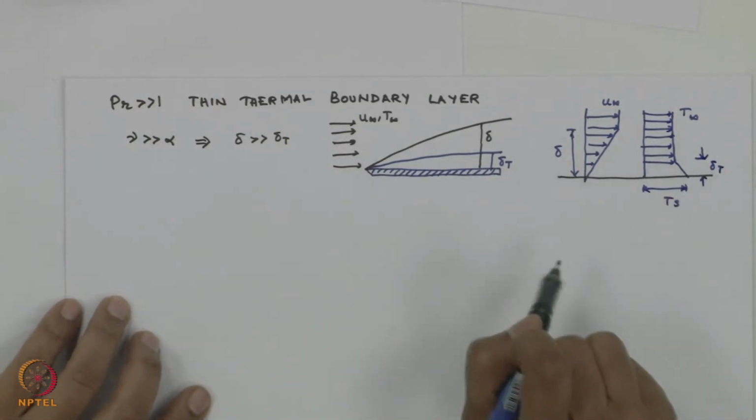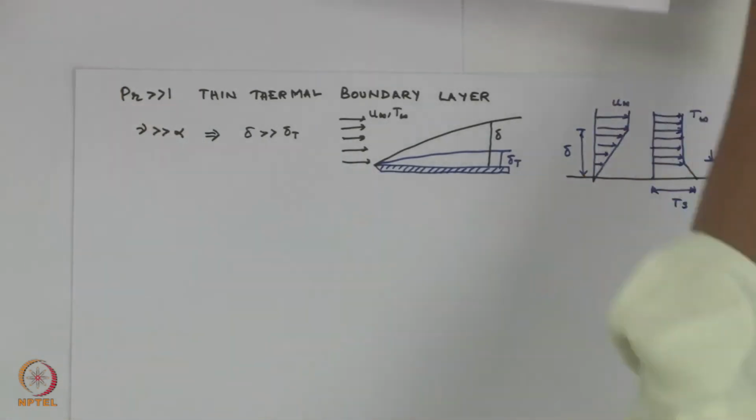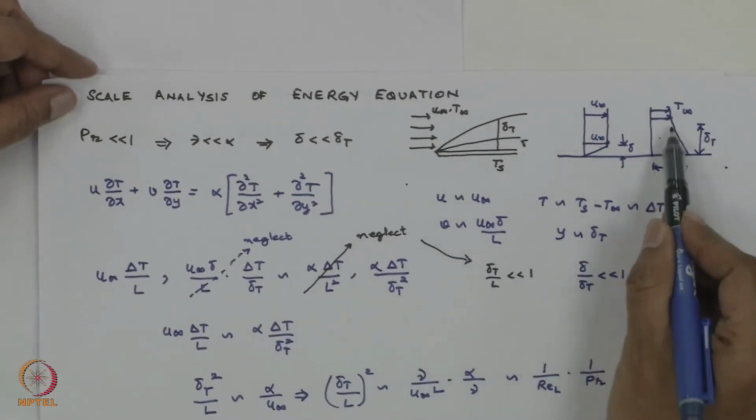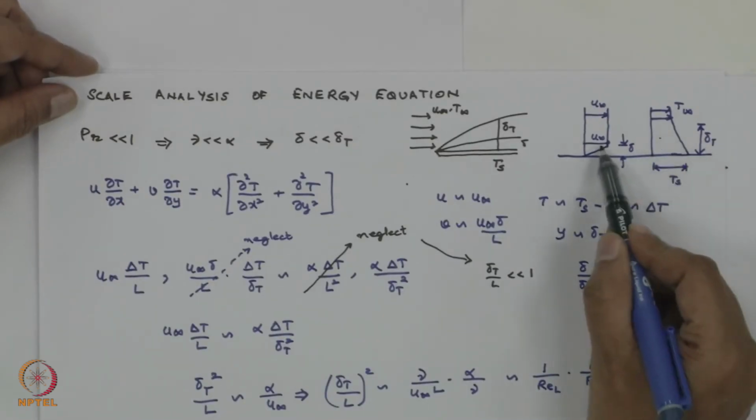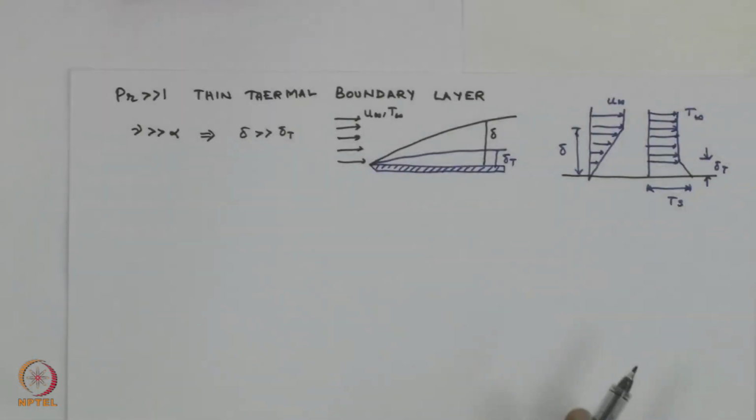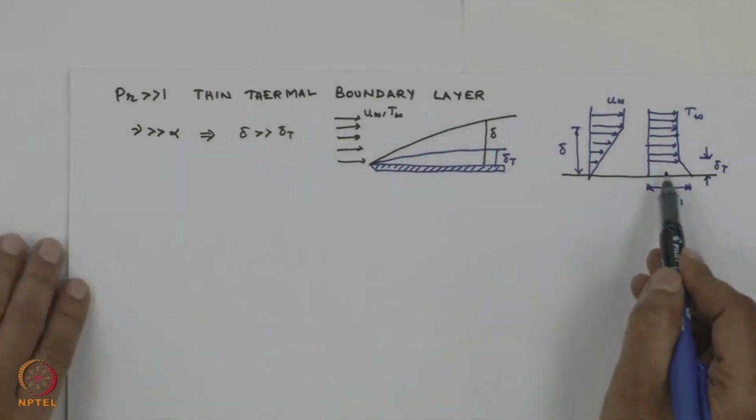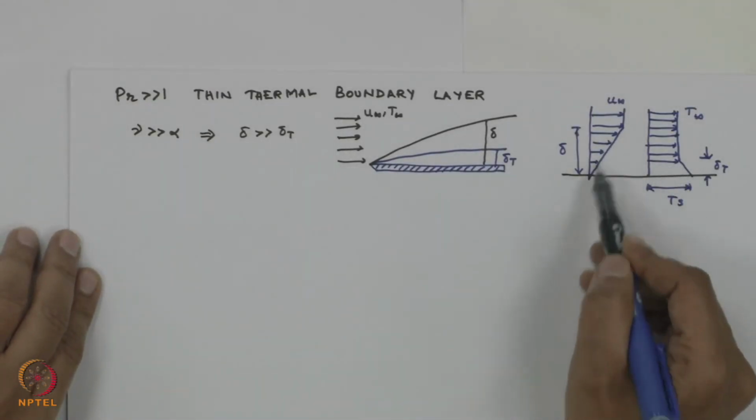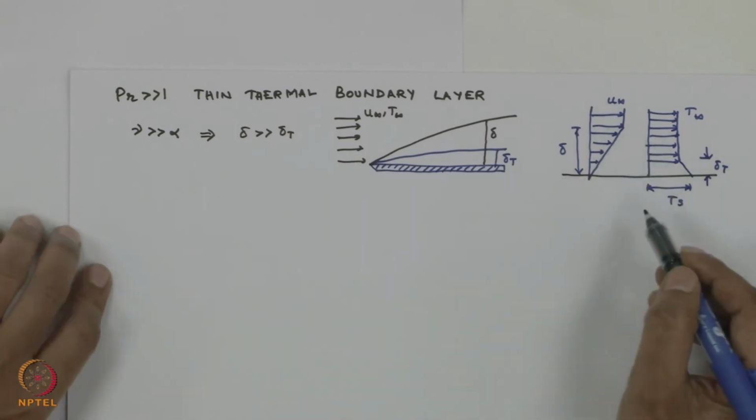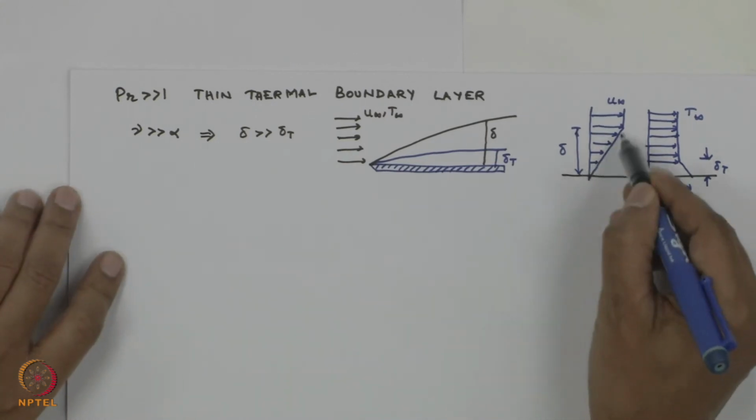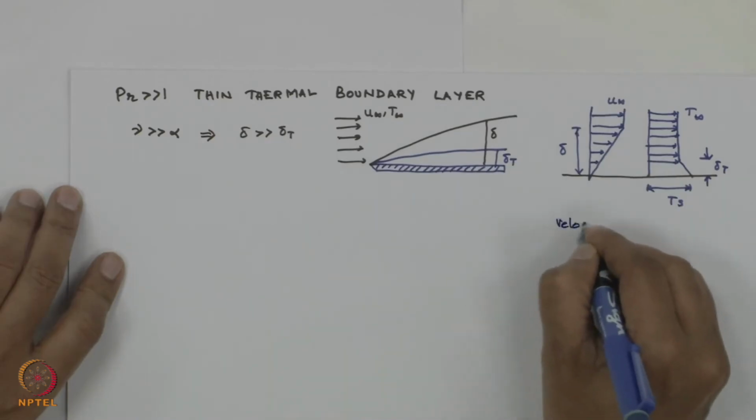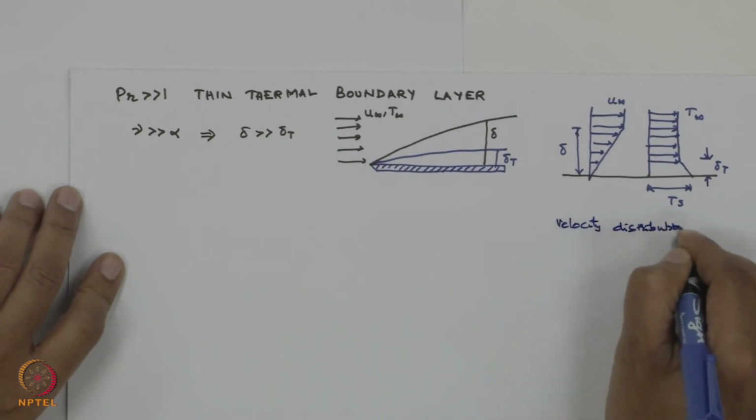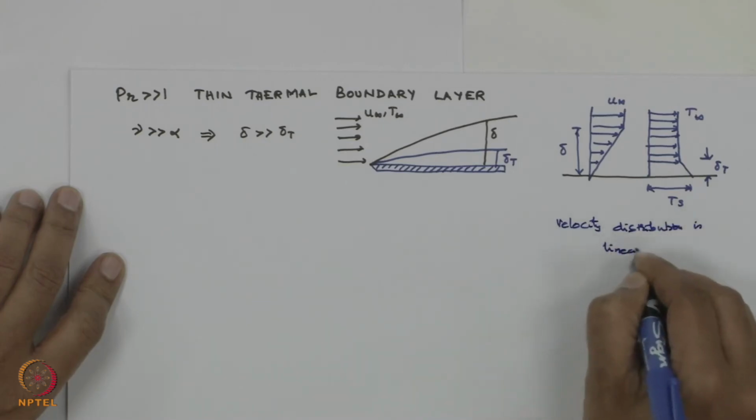See here a tricky situation. Earlier, what was the case when the Prandtl number was less than 1? I could take, within the thermal boundary layer, U equal to U infinity. Here I can't do that because my thermal boundary layer thickness is very small and U is no longer U infinity, it is varying. Here, because delta is very small, I have assumed that the velocity distribution is linear within the thermal boundary layer.